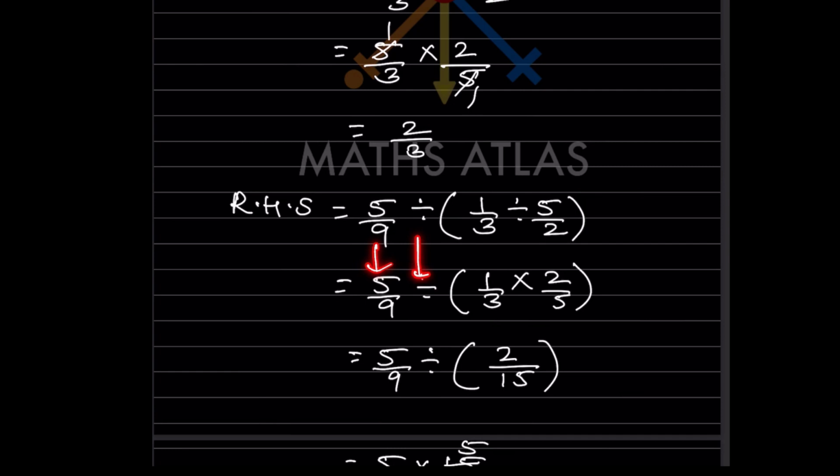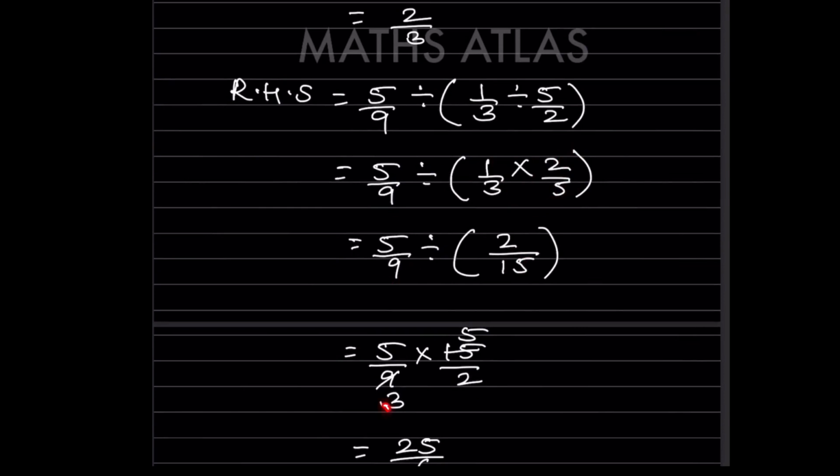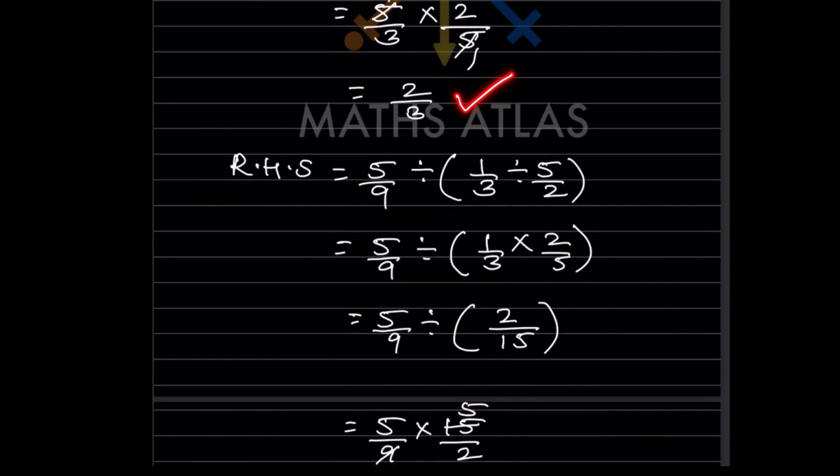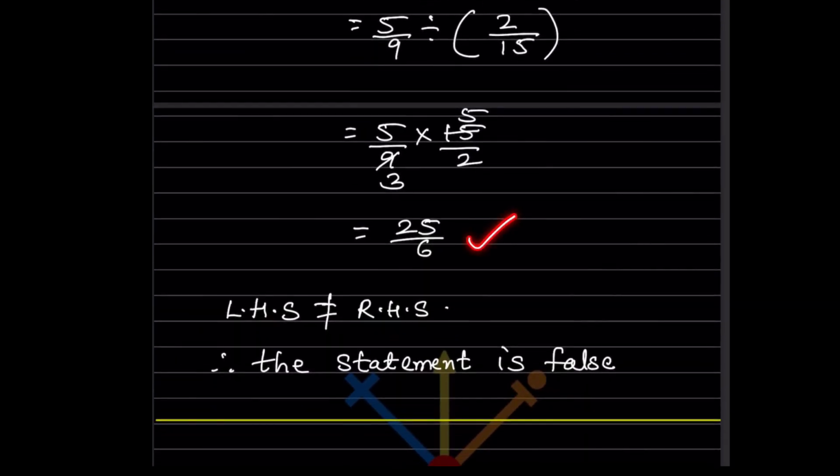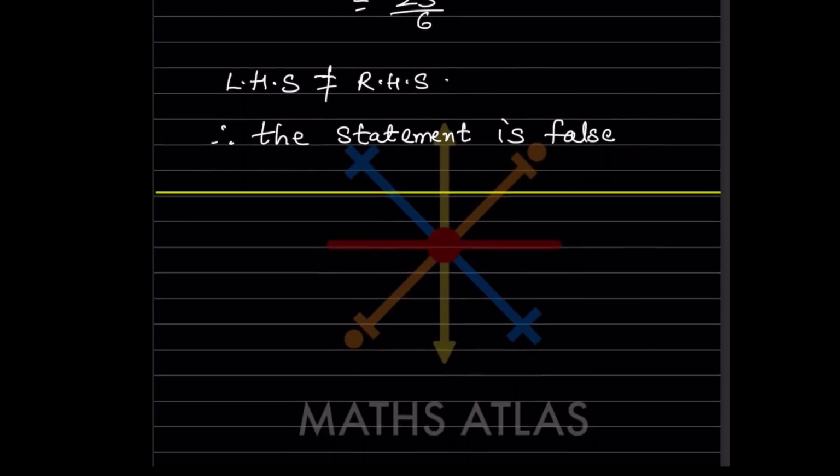5 by 9 division, and this will be 1 by 3, and this is going to be multiplication. Then this will be 2 by 5. So 5 by 9 division, so this is going to be 2 by 15. So now what will you do here? This 5 by 9, write as it is. This will become multiplication, and this is going to get flipped over, 15 by 2. So 3 threes are 9 and 3 fives are 15. So this is going to be 25 by 6. So now what you can see here, the LHS is 2 by 3 and this is 25 by 6. So LHS is not equal to RHS. So we can say that the statement is false.